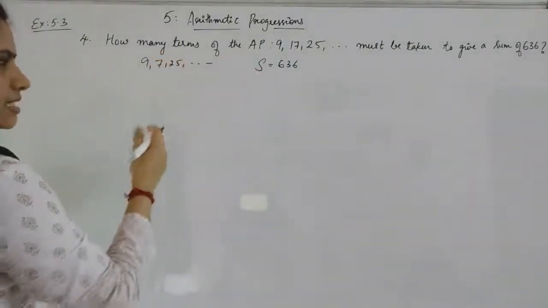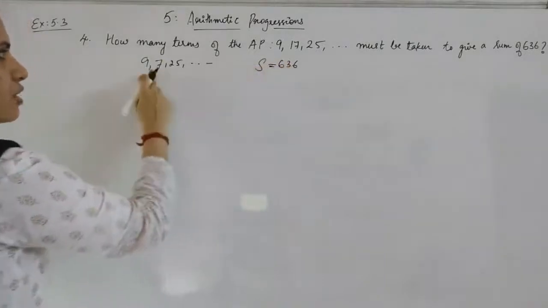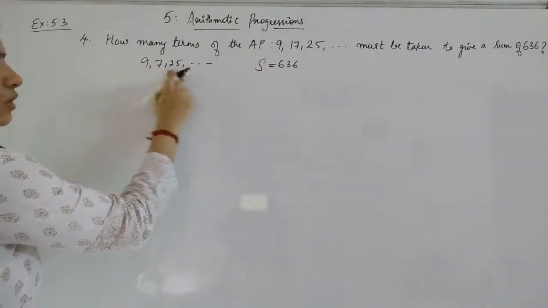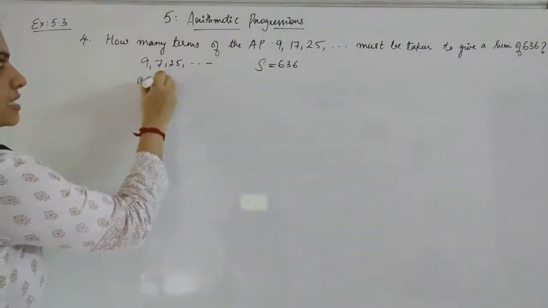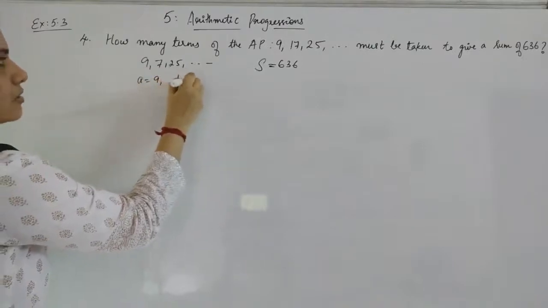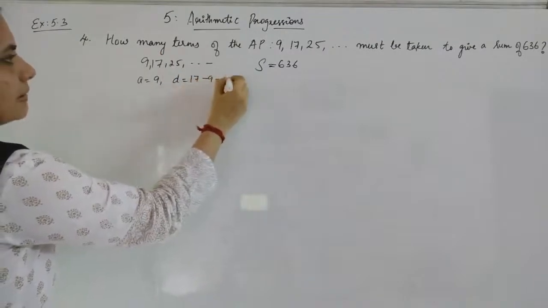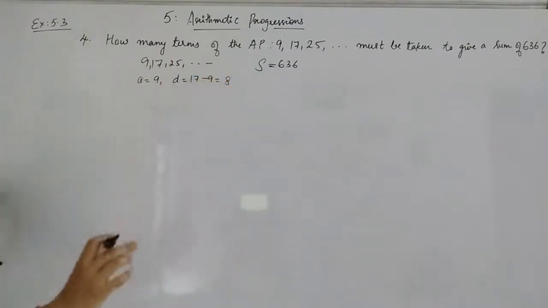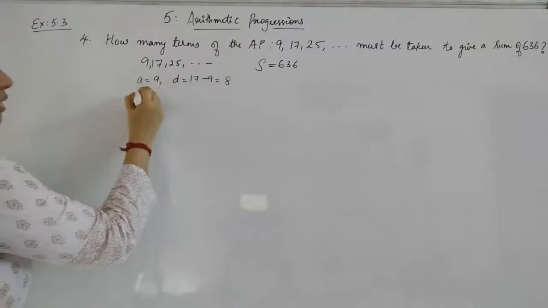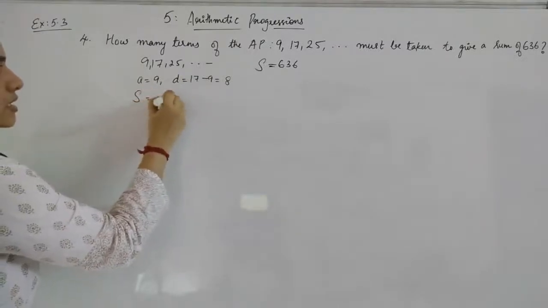We know what S is, and in that we will replace the values. From this we can find out a is equal to 9 and d is equal to 17 minus 9, which is 8. So a and d are available for you, so you can start with S is equal to 636.